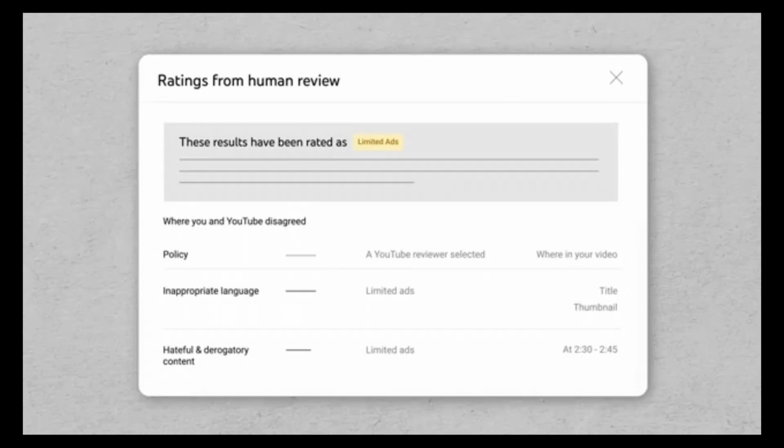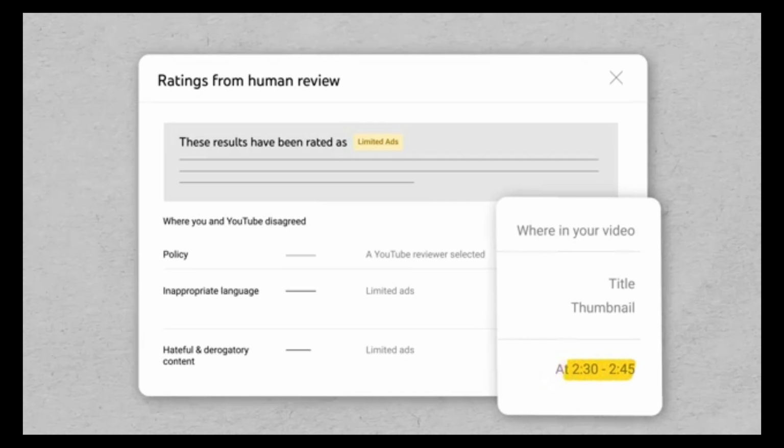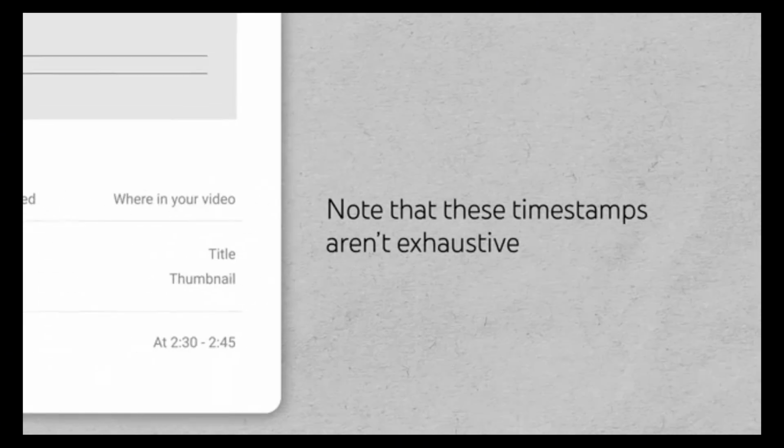So unlike CPM, RPM factors in all the money you are making, not just from ads. YouTube Premium, ooh, trust me, you don't want YouTube Premium because it pays in cents, literally.